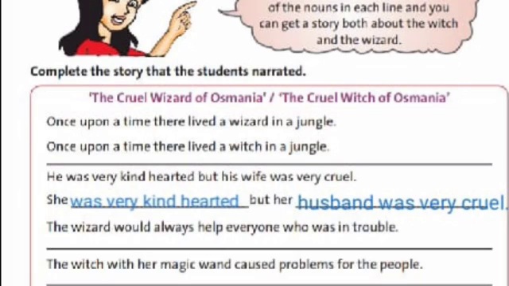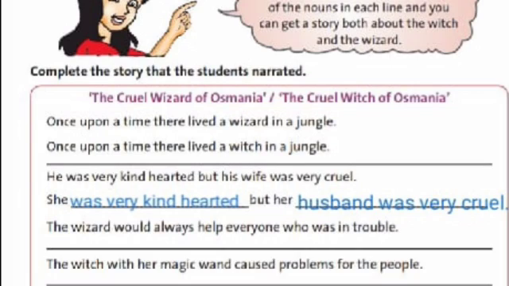Next example, once upon a time there lived a wizard in a jungle. So this is for boys, and for girls, once upon a time there lived a witch in a jungle. Next sentence is, he was very kind-hearted, but his wife was very cruel.